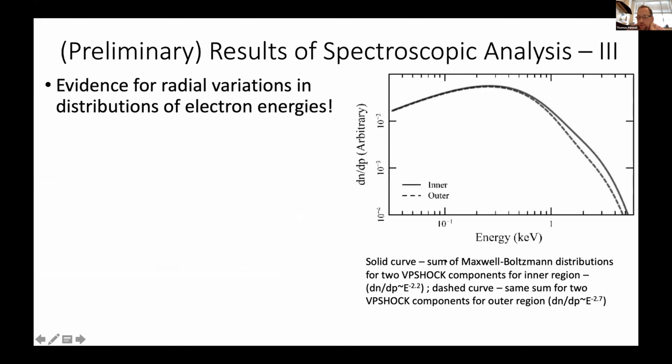And this is showing the two components: the inner region is shown as a solid line over here, and the outer region is shown as a dashed line over here. What we argue is significant is that you actually have the distributions of the energies of the electrons that make up both regions. You have radial variations. We feel that this is an important step forward in analyzing the properties of X-ray emission from these remnants, in determining what these properties would be here, and how you could have variations in the distributions.